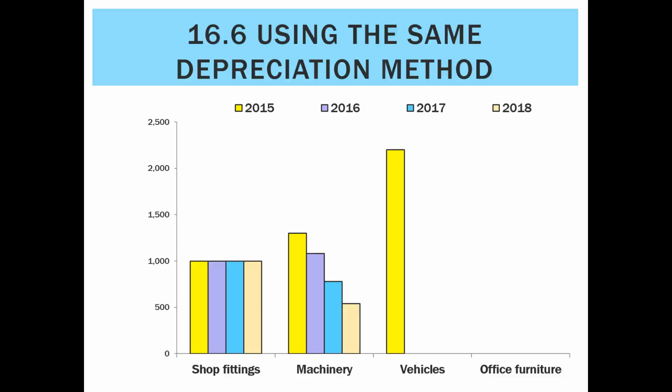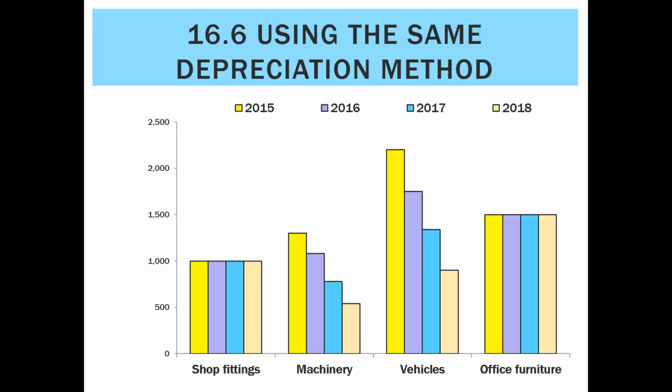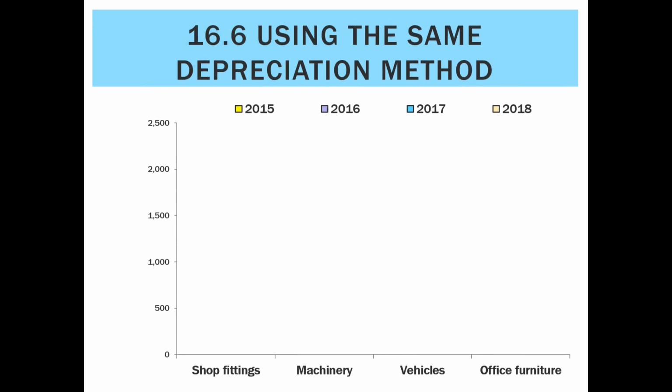Vehicles, we've got quite a big amount of depreciation year 1, then it's decreased. We've used reducing balance, which makes sense. And office furniture, revenue generating capacity the same, so we've kept it the same every year. We've applied consistency and comparability perfectly. So that is the correct method. Let's look at some wrong things.